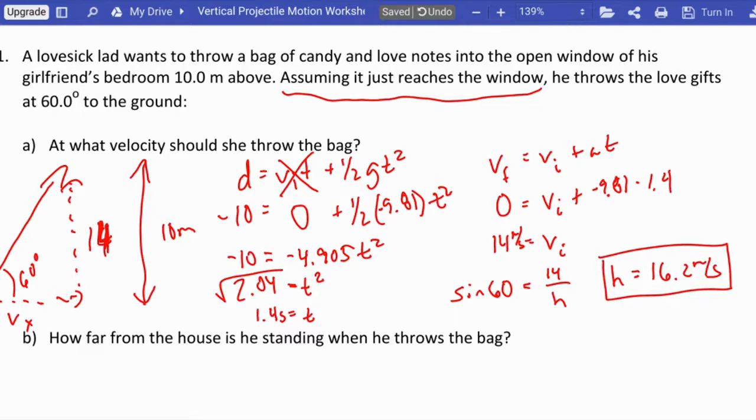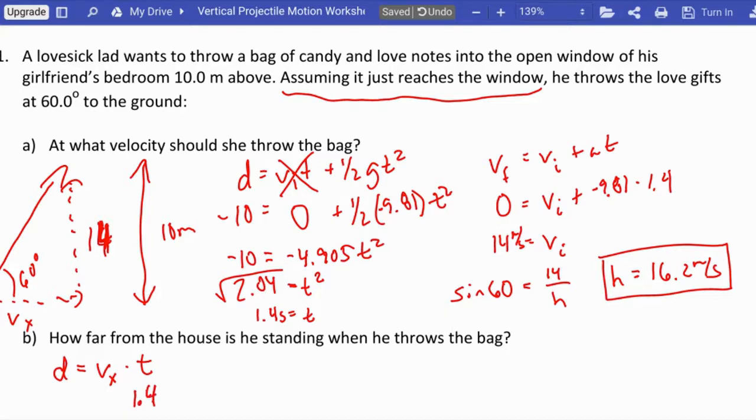Okay, so there's your first part. For the second part, we need to figure out how far away from the house the boy is standing when he throws the bag. So again, we need to figure out the distance that he's standing. Distance that he is standing is equal to the velocity in the x direction times time. We already know that the time going up would be the same as the time going down. So the time going up is 1.4 seconds. So the time going to the side would be 1.4 seconds as well.